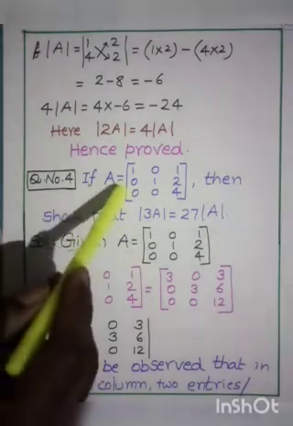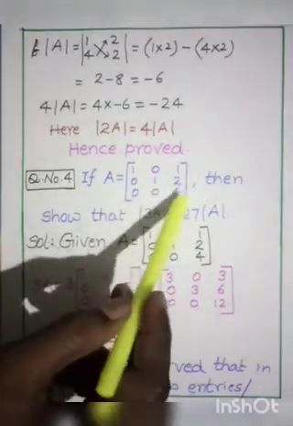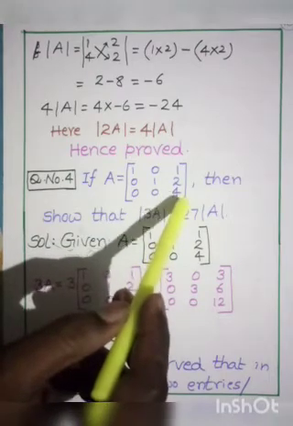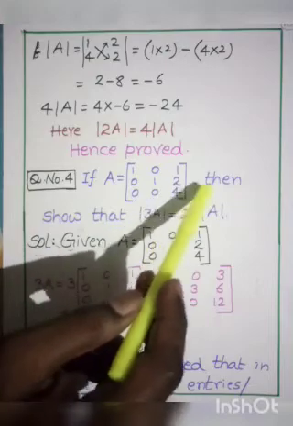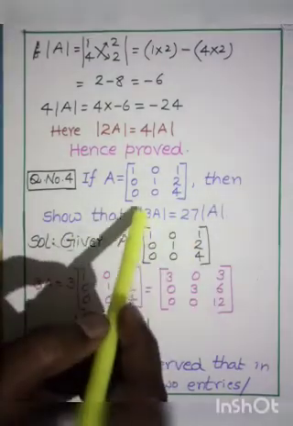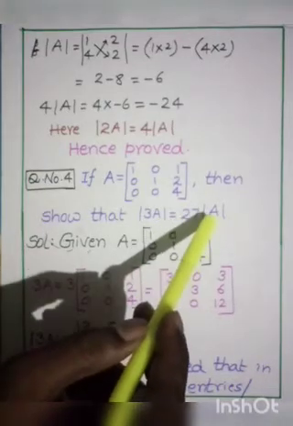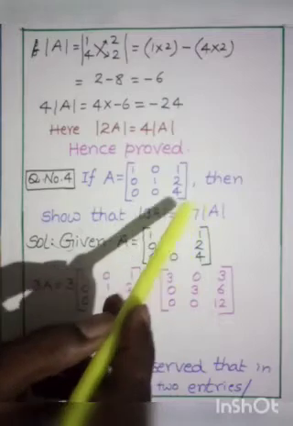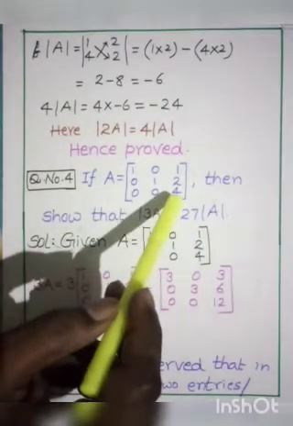Now come to question number 4. If A is equal to matrix 1 0 1 0 1 2 0 0 4. If you observe this matrix, it is a matrix of order 3 by 3. Then show that determinant of 3A is equal to 27 determinant of A. Here also we have to prove this statement.